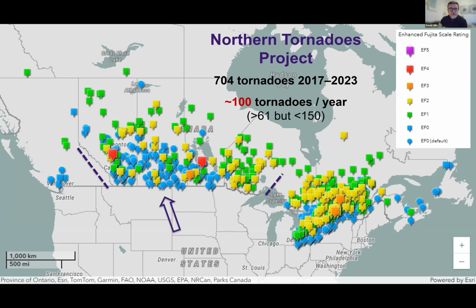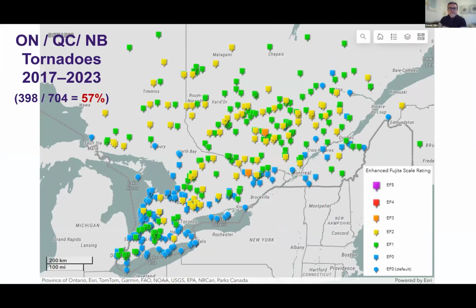In fact, the 2 EF4 tornadoes that have occurred have been on either side of Saskatchewan, one in Manitoba and one in Alberta. But look to the east, and there's a lot going on in Ontario and Quebec, including EF3 tornadoes over that period. So not expected. That was something that we really didn't see coming. And here is a close-up of that. These are all the tornadoes in Ontario, Quebec, and New Brunswick between 2017 and 2023.